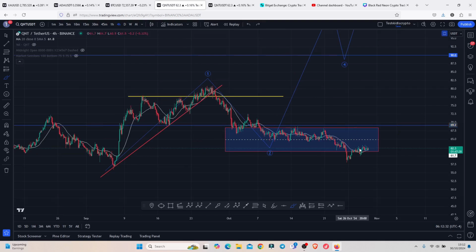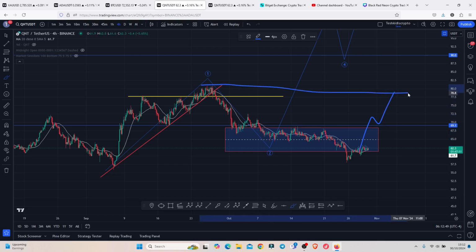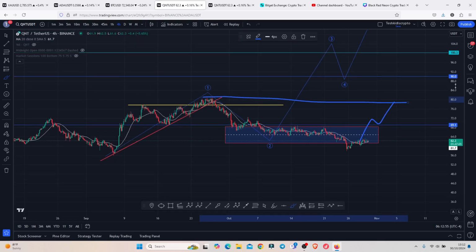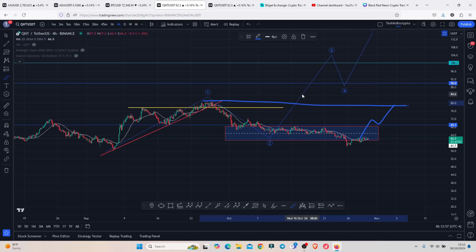And the moment that plays out, I will be watching for a break above resistance above the 69.1, flipping that key area of resistance back into support. And the moment that plays out, I will be watching for higher prices, having the $81 as my next target area, and a break above the $81 will unlock an even more bullish case scenario, having the $90 and the $100 as my next target areas.